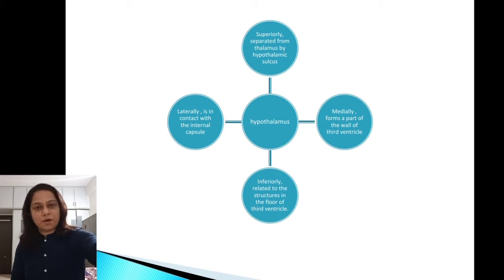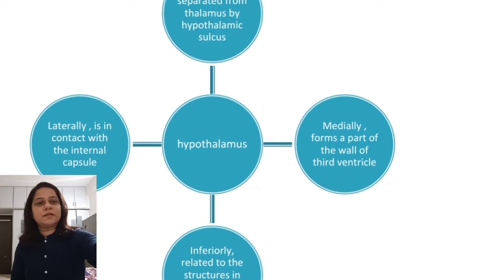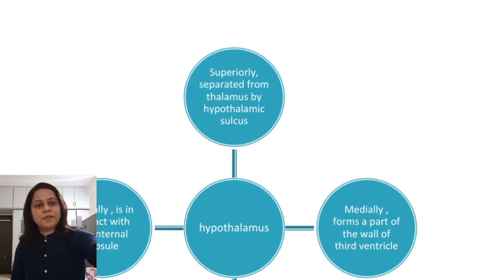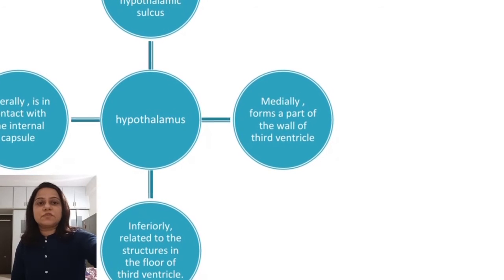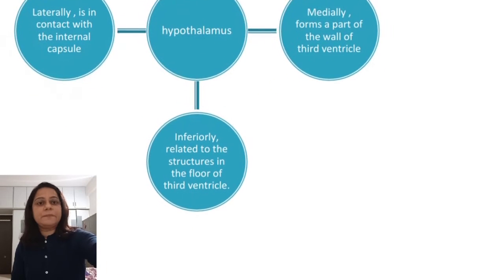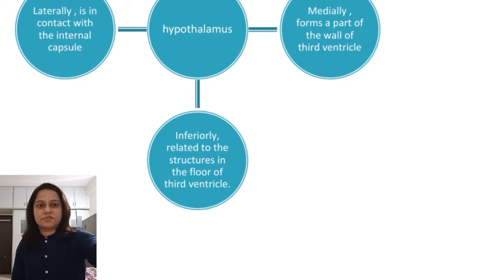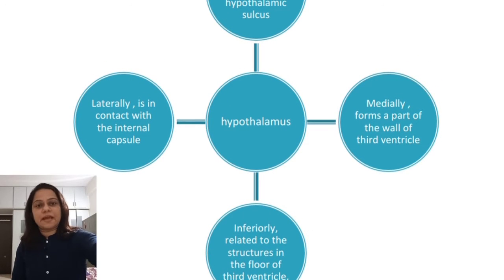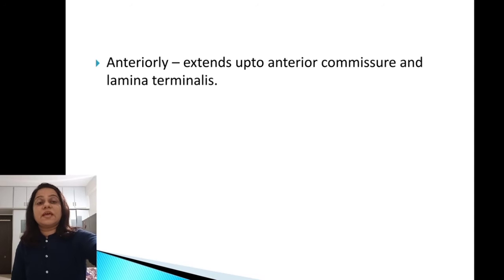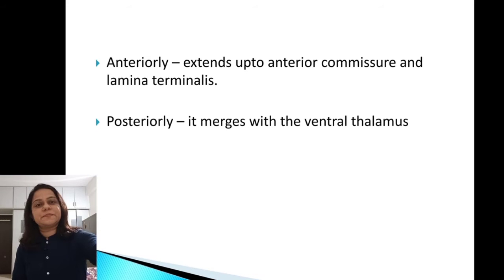Now, let us go through boundaries of the hypothalamus. Superiorly, hypothalamus is separated from the thalamus by hypothalamic sulcus. Medially, it forms a part of the wall of third ventricle. Inferiorly, it is related to the structures in the floor of the third ventricle. Laterally, it is in contact with the internal capsule. Anteriorly, it extends up to the anterior commissure and lamina terminalis. Posteriorly, it merges with the ventral thalamus.